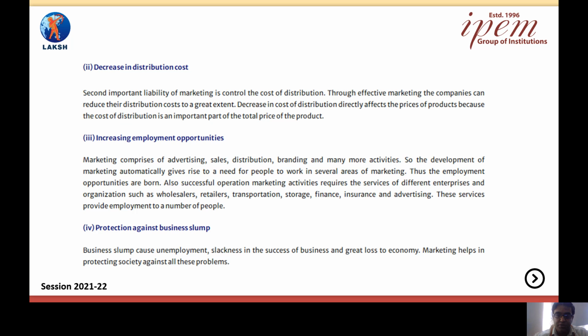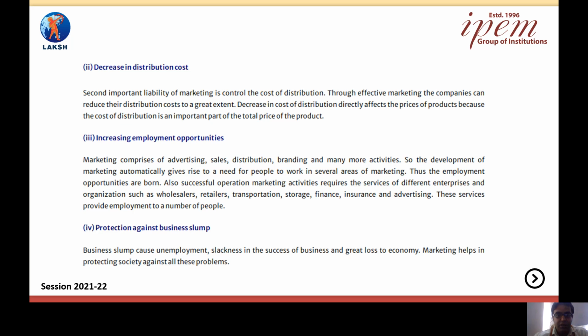Decrease in distribution costs. The second important responsibility of marketing is to control the cost of distribution. Through effective marketing, companies can reduce their distribution costs to a great extent. A decrease in the cost of distribution directly affects the price of the product, because the cost of distribution is an important part of the total price of the product.